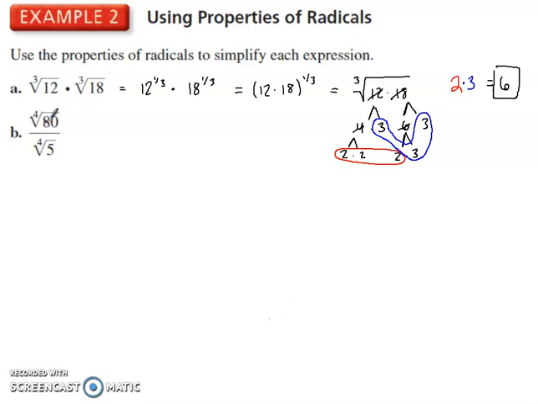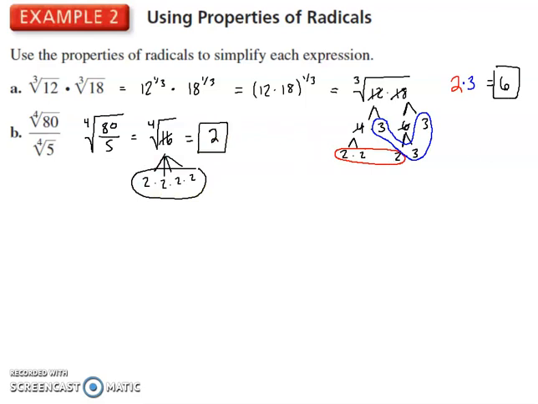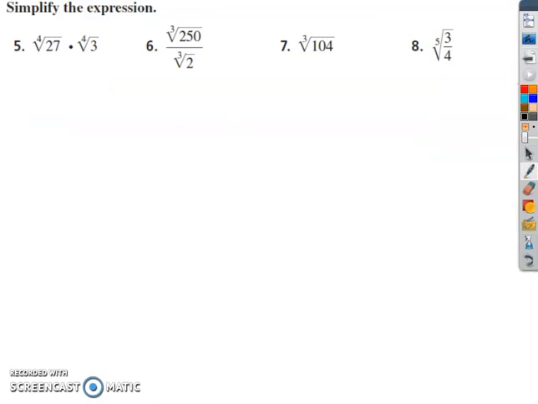B is going to be very similar, except since we have the matching index on our radical, I can combine these into a single fraction underneath the radical, and that allows me to now reduce the 80 with the 5. 80 divided by 5 is going to be 16, so I have the 4th root of 16. I'm looking for 4 numbers that multiply to give me 16, and that is the number 2, with nothing left, so this simplifies down to just the number 2. All right, pause the video and try these 4 on your own.